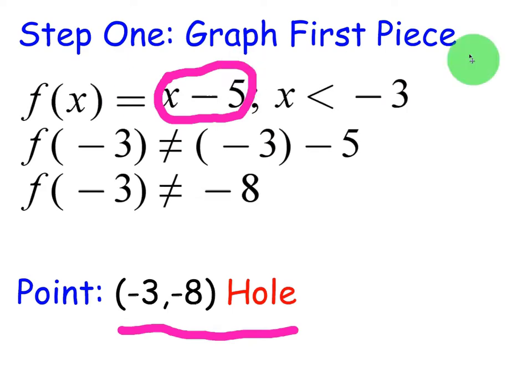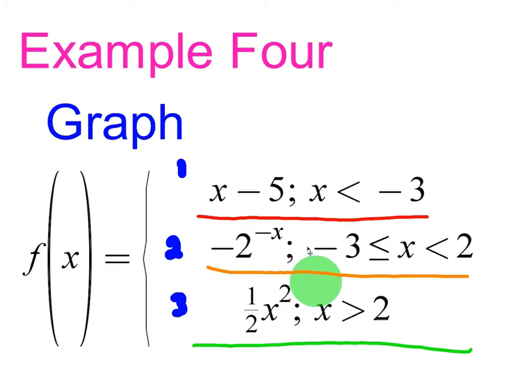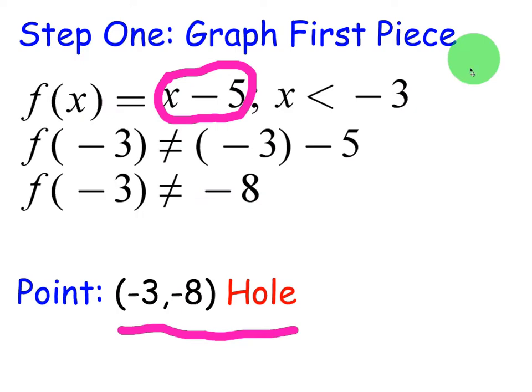Step 1 is to graph the first piece. My first piece is up here at the top. So again, you're going to take this interval number and plug it into that piece. Negative 3 minus 5 is negative 8, but because this is less than and there's no bar, there's going to be a hole there at negative 3, negative 8.